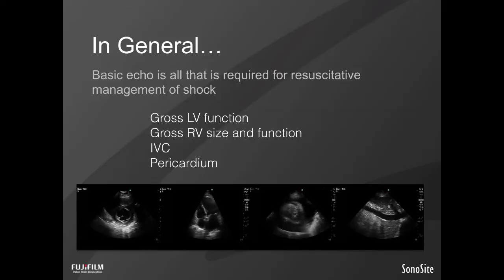Basic echo is comprised of things like gross left ventricular function assessment, gross RV size and function determination, addressing the IVC and its value in informing us about volume status, as well as things like cor pulmonale or tamponade, and addressing the pericardium head-on and looking for fluid in the pericardial space. Addressing these four broad systems and questions gets you 90 to 95% of the way there.